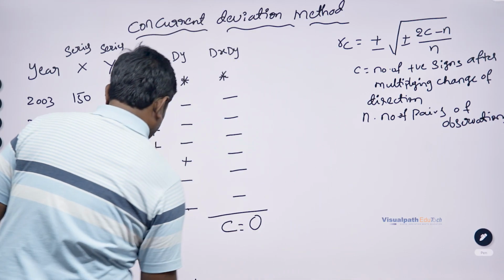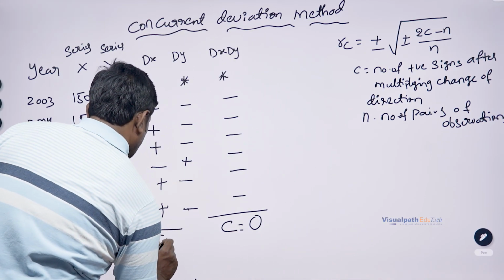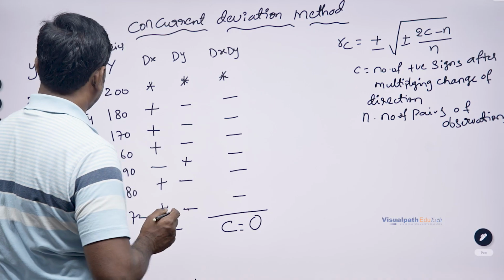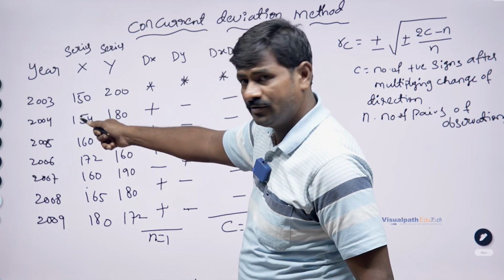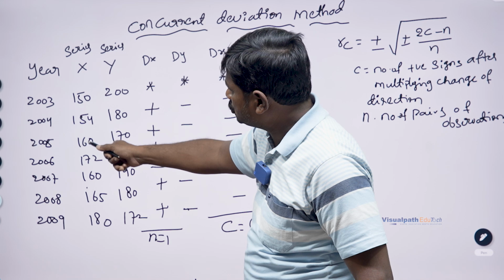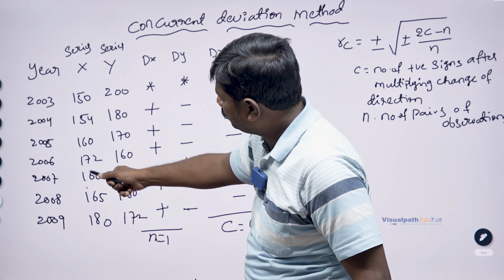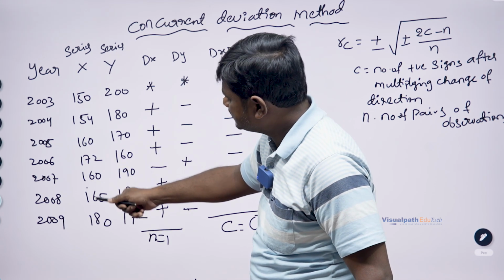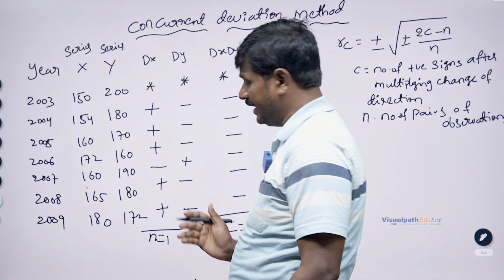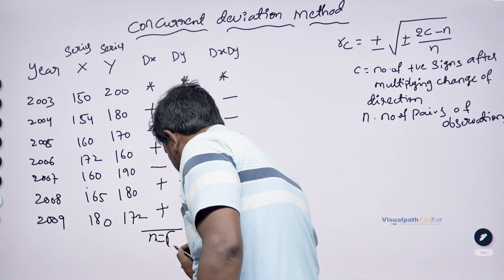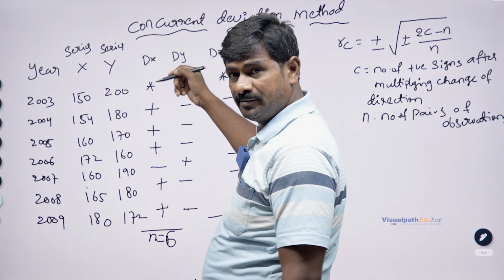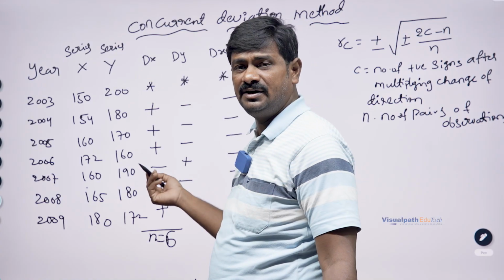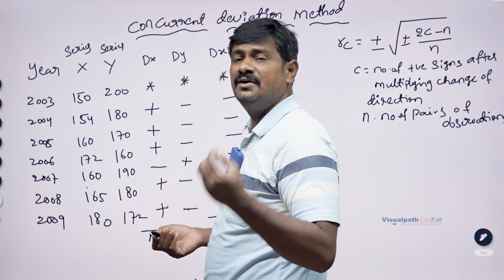Then coming to N, how can we find out this N? How many observations have we compared? Here 150 to 154 is compared once. 1, 2, 3, 4, 5, 6. Six times we have compared with the previous one. So N is equal to 6. Clear? This star will not be compared because for the first year, 2003, we didn't have information about 2002, so we didn't compare.